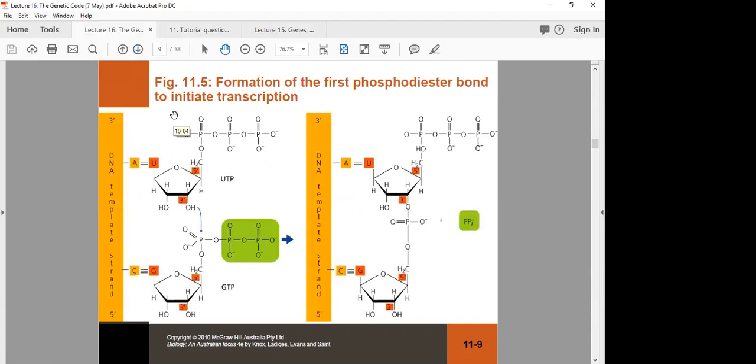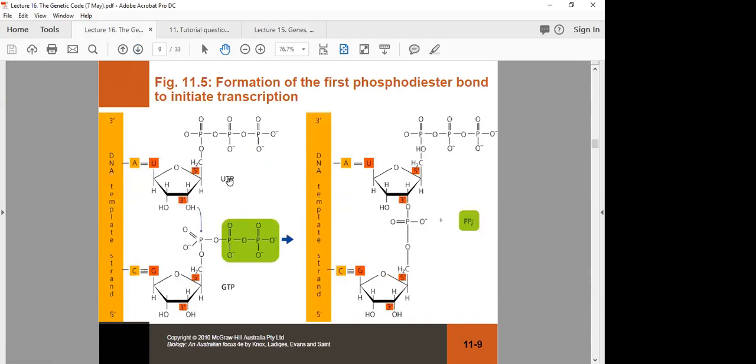All right, here we have the formation of the first phosphodiester bond, which initiates transcription. You really don't have to know any of this at all. This is just shown here for your interest. So it's just showing the DNA template strand, that one strand of DNA, and it's just showing an adenine nucleotide in the DNA and a cytosine, and it shows the first RNA nucleotide that comes in to bind to that adenine. And this first RNA nucleotide is a uracil.